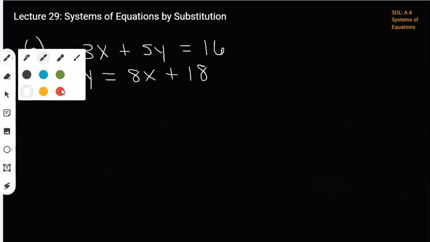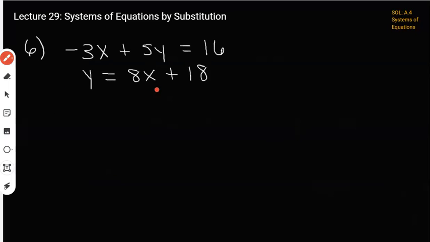And what I'm going to do is underline the 8x plus 18 at the bottom. So I know that this is the same thing as y. So I'm going to plug this into y at the top equation right here. And you're going to put it in parentheses. So go ahead and try that.